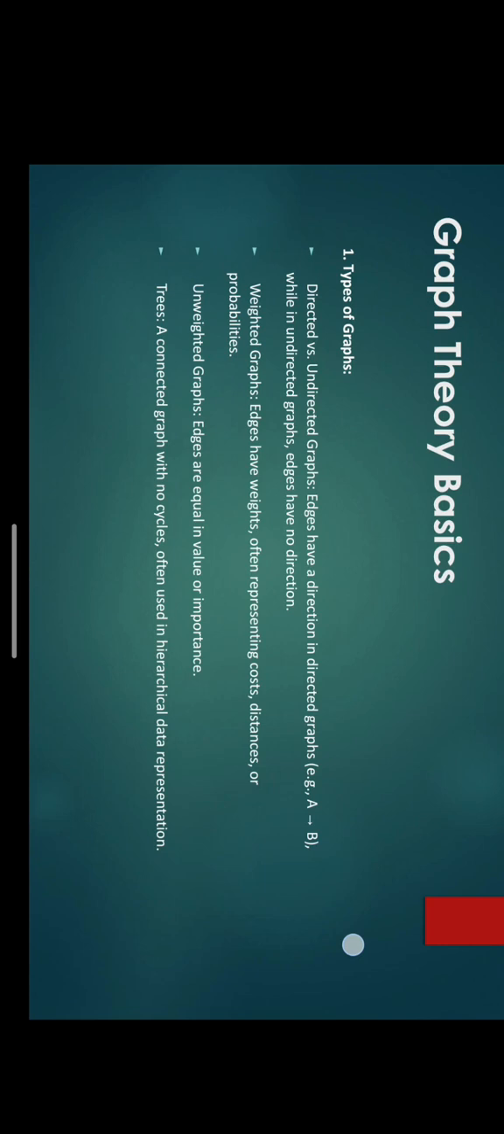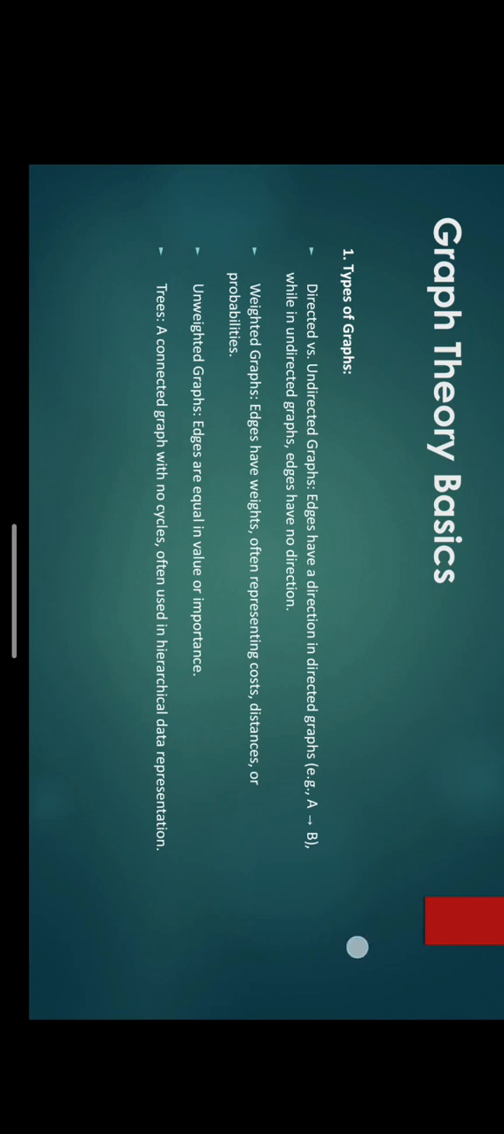Graph theory basics. First one, types of graphs. Directed and undirected graphs. Edges have direction in directed graphs, for example A to B, while in undirected graphs, edges have no direction.